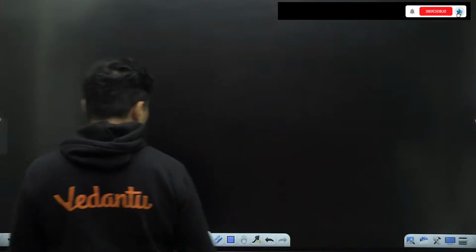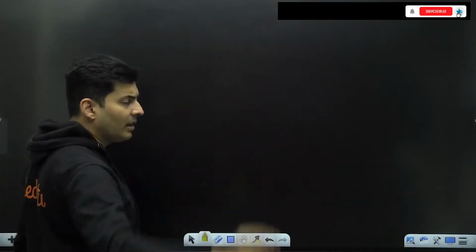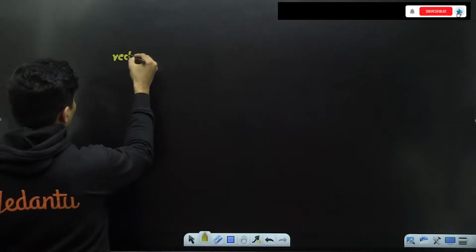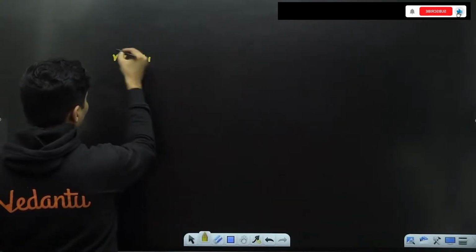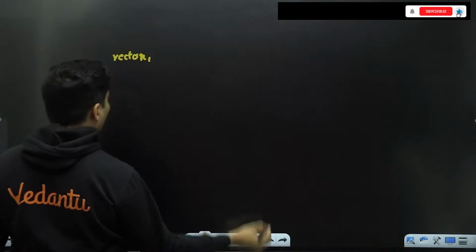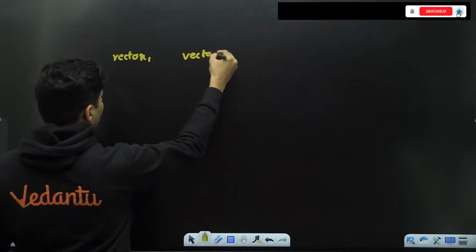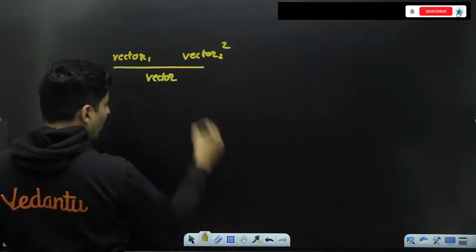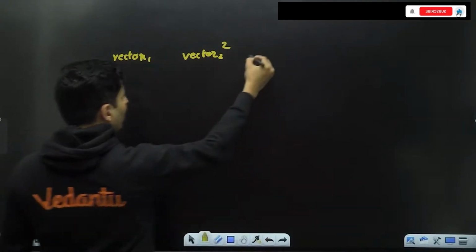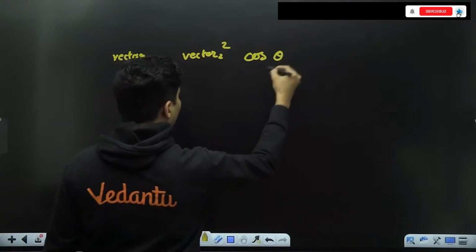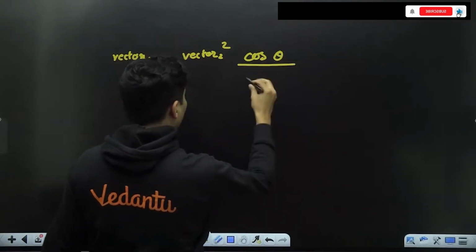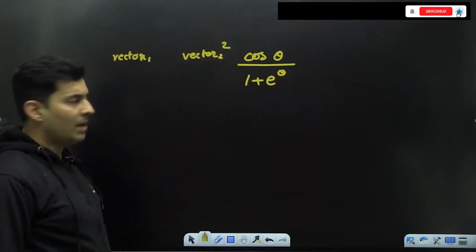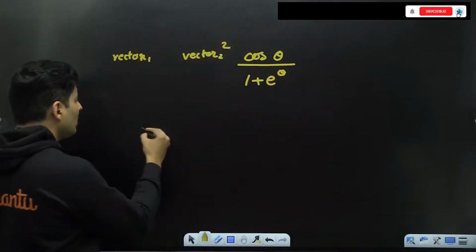Tomorrow, you can also make one. Say you see 20 physical quantities which follow a rule: take vector 1, take another vector, take the square of it, take the cos of the angle between them, and divide it by 1 plus e raised to theta. You're seeing that this is the final answer every time. Then you can give it your own symbol.